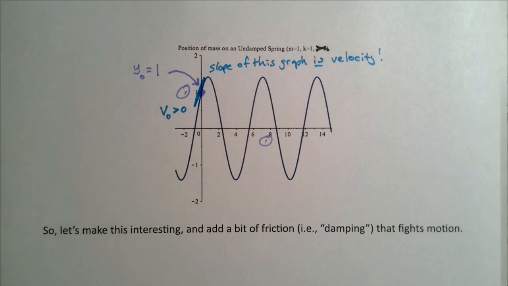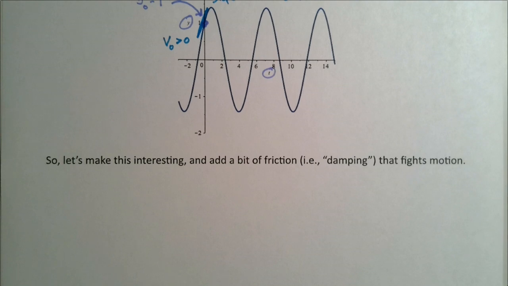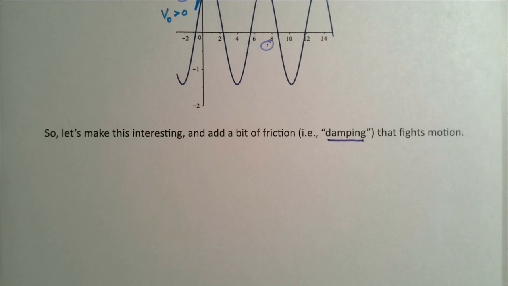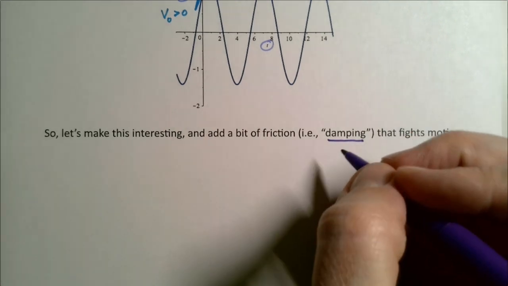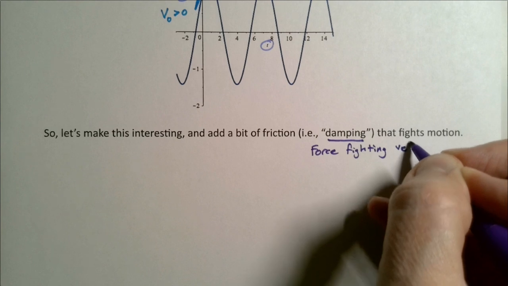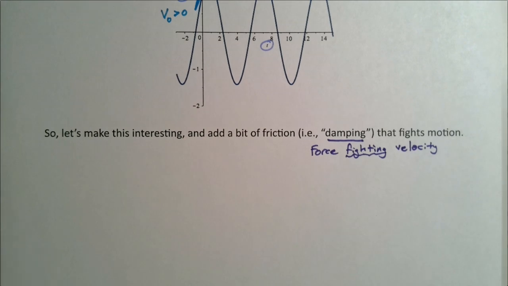Speaking of which, down here on the bottom, we're going to make things a little bit more interesting. We're going to add what's called a damping coefficient. We are literally going to add friction to this. So the damping force, and this is true whenever you're talking about any kind of situation where there's damping, is really just a force that's fighting the velocity. And by fighting, I mean it's always oppositional. So if you have a positive velocity, then you're going to have a negative force. If you have a negative velocity, you're going to have a positive force. So it always opposes the motion.